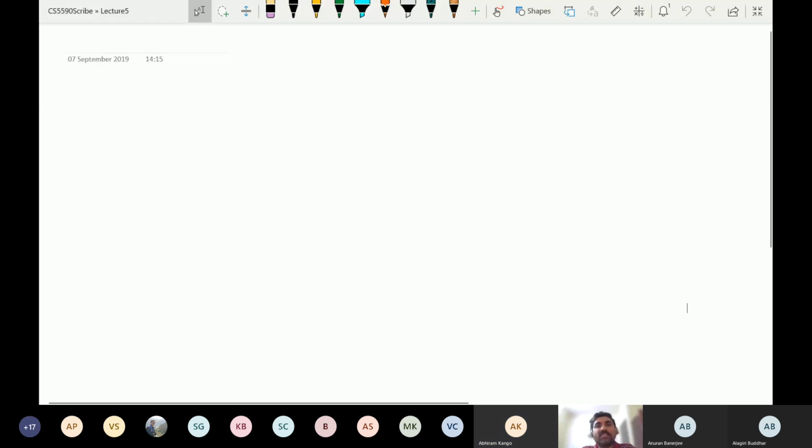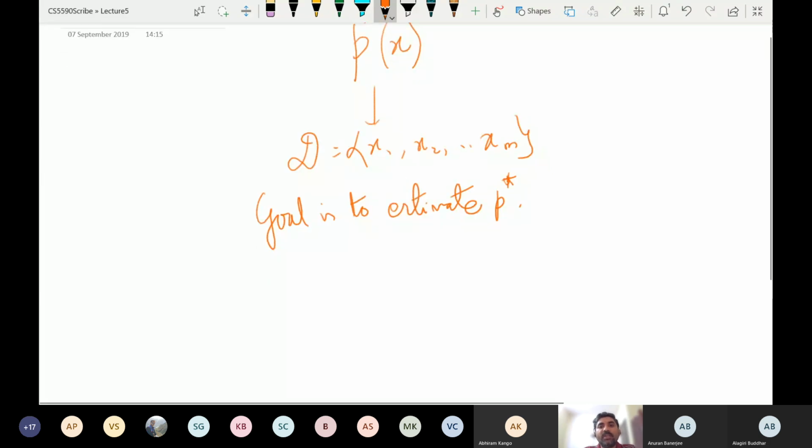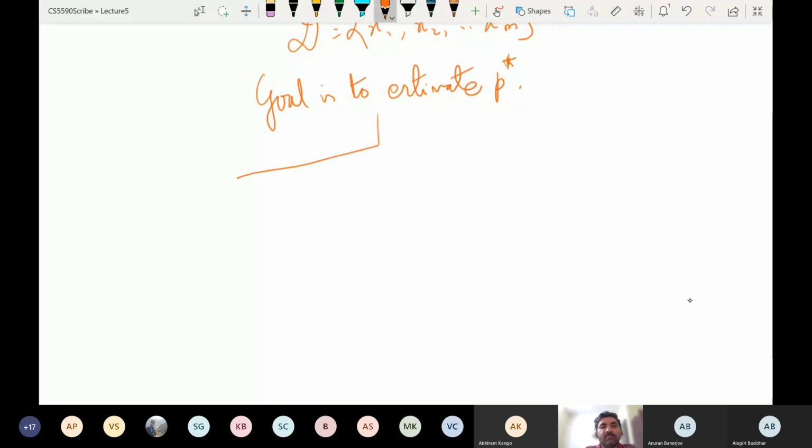Okay. So in the last lecture, we talked about the following problem. There is some unknown likelihood, P star, from which you have collected M independent samples. The goal is to reconstruct or estimate P star. And we broadly looked at two ways of estimating P star.